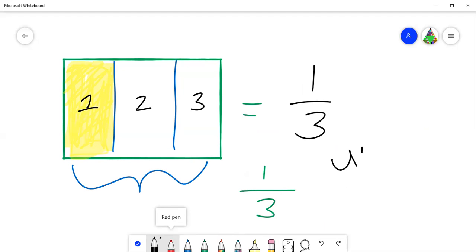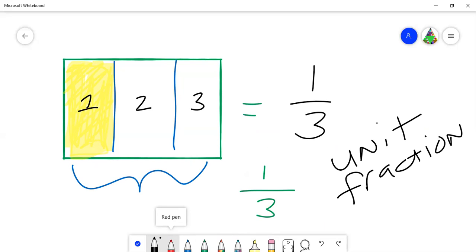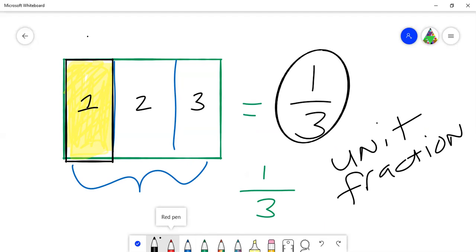And this is what we refer to as the unit fraction. This is the part in which we show the 1 equal part. And in this case, it would take 3 of these parts to make all of it, but really I just have 1 that I've shaded in. This is the unit fraction.